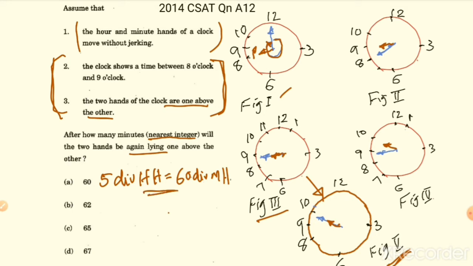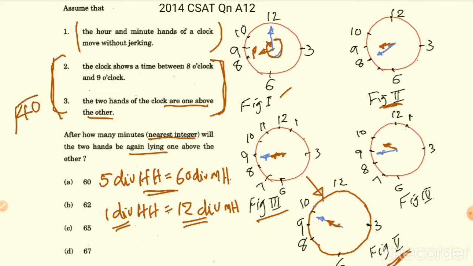That means for movement of 1 division of hour hand, minute hand moves by 60 divided by 5, 12 divisions. That means in 12 minutes hour hand moves by 1 division. So in the figure 2 it is 8:40. That means for the 40 minutes movement of minute hand, the hour hand moves by 3.33 divisions.